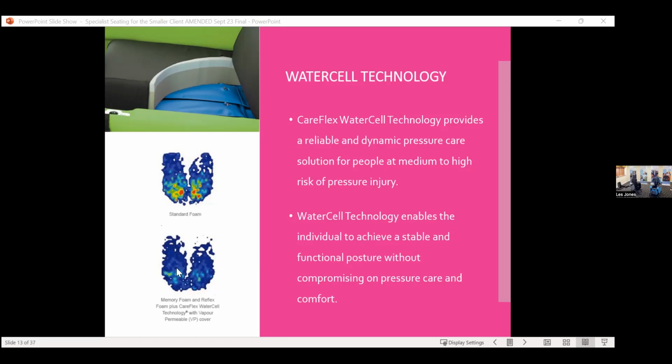As I've said already, pressure care and posture are inextricably linked. So it's not just about the surface you're sitting on, it's how we sit on that surface as well. What you can see in the picture is the grey fabric, which is a 4-way stretch breathable cover. Just below that, we have a layer of memory foam, and then we have WaterCells in the base of the chair.